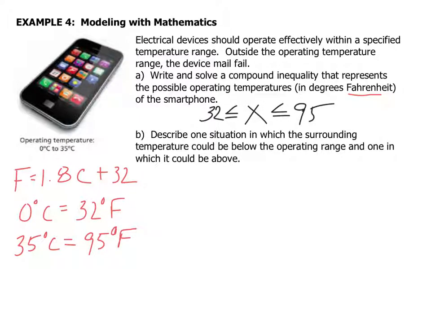So describe one situation in which the surrounding temperature could be below the operating range and one in which it could be above. Well, obviously we know one situation when it's below that operating range is if somehow you dropped your phone out in the snow someplace. Obviously it would be below 0 or 32 degrees Fahrenheit, and that will become obviously too much danger for the phone to be able to react. On the same idea of that, we all know on a hot sunny day, if you left it out on the pool deck someplace or on a boat someplace in the direct sunlight, it's going to definitely climb above the 95. So hopefully this helps.